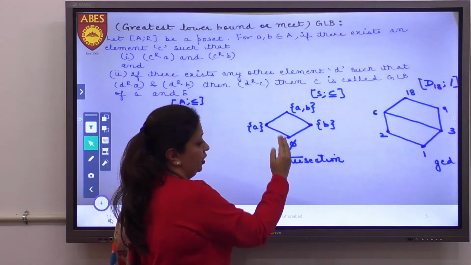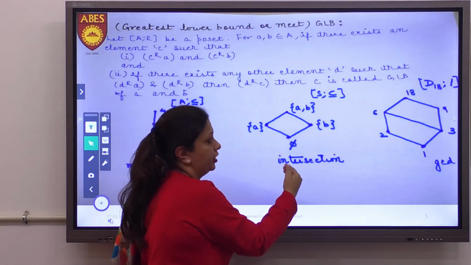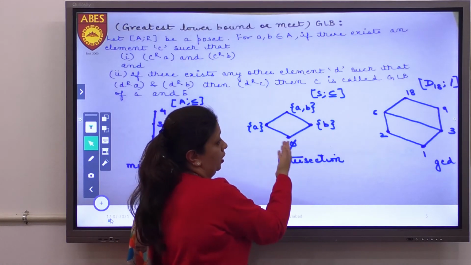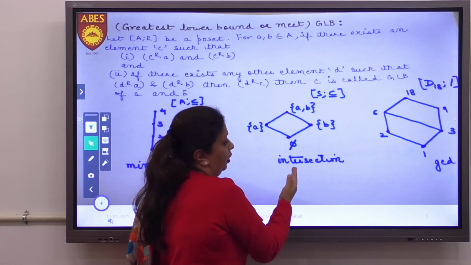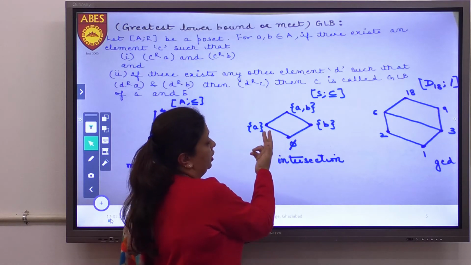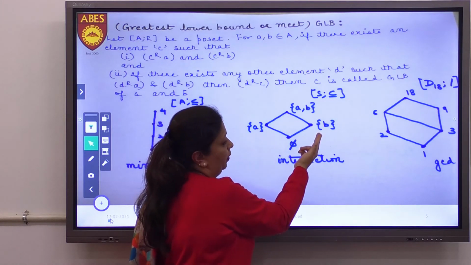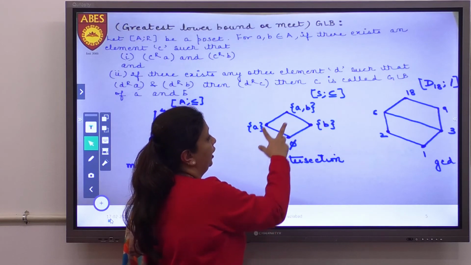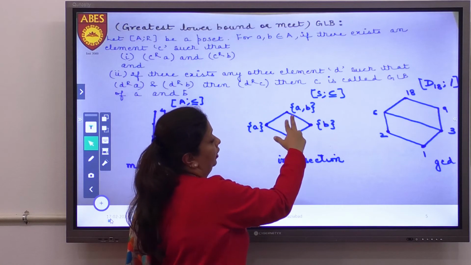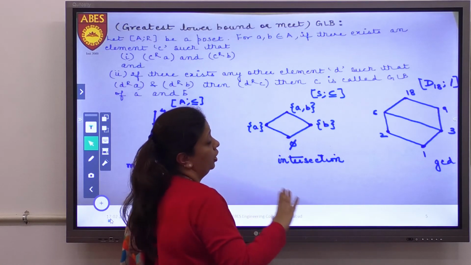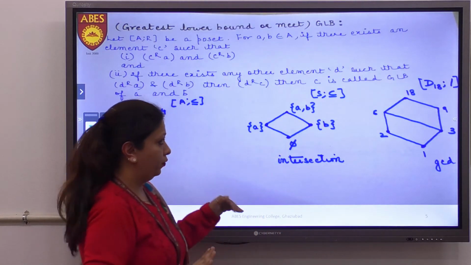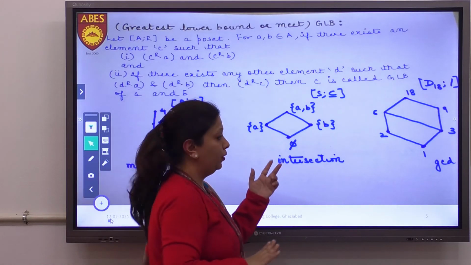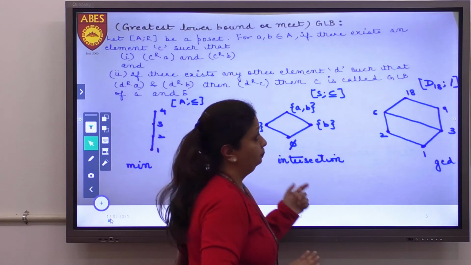But for this type of example, again we can use intersection if the relation is subset and you are already given the power set. So you just take the intersection. Now see, if I take the intersection of A and B, what will I get? I will get phi. So phi is your GLB. Similarly, if I take the intersection of A and AB, the intersection is A and A is your GLB. So this is one of the standard examples, and in this, if you want to find out GLB, you can take the intersection as well.